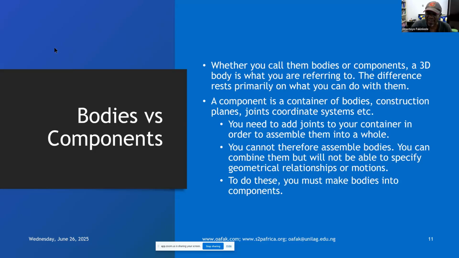That's why you need to convert some things from bodies to components, or add the bodies to a component before you can use them in an assembly. You can combine them, but you will not be able to specify geometrical relationships or motions if they remain as bodies. But if you want to be able to specify geometrical relationships like kinematic constraints or motions or relative motions, then you want to make them into components. To do this, you must make bodies into components, or add bodies to components, or combine bodies and make components out of the combination.